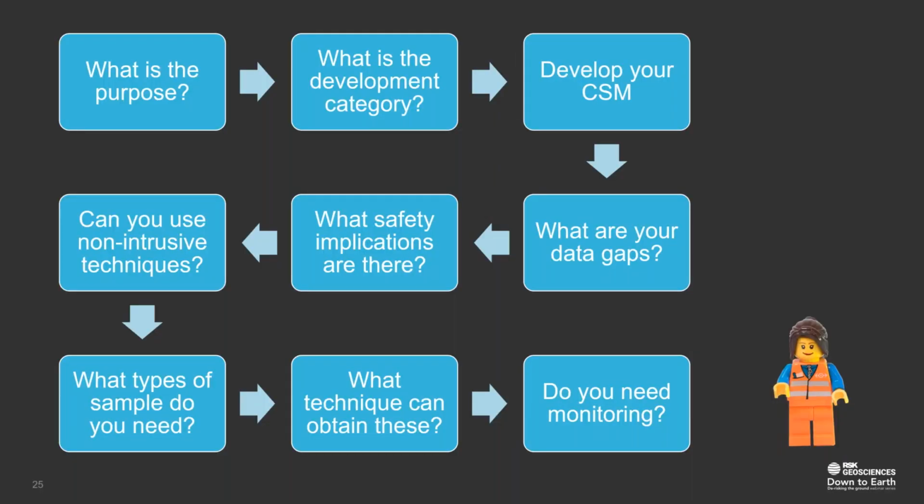So in summary, it was a brief run through today, but I'm hoping you've got the following takeaways. That it's important to first understand the purpose of your investigation. Look into the desk-based research and create your ground model or conceptual model. Look at the data gaps in your model and consider what sample types you might need. Think about the potential constraints: safety, site access, invasive plants, contamination.